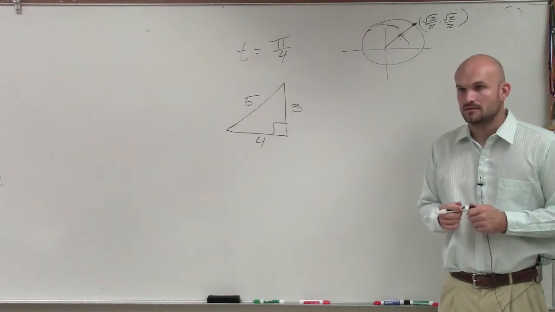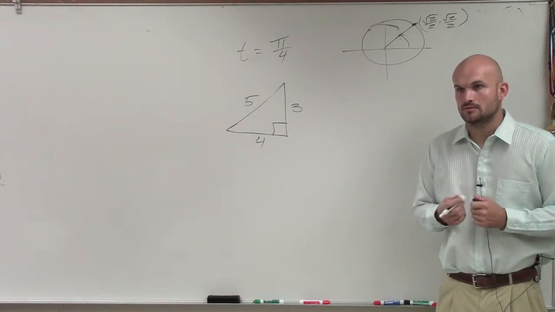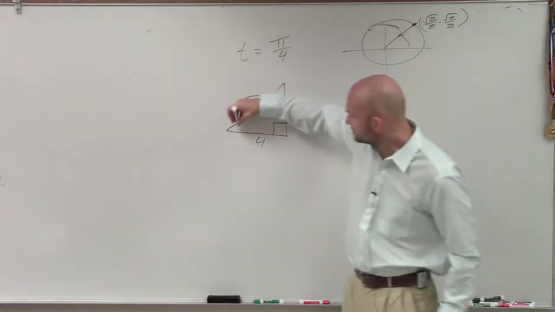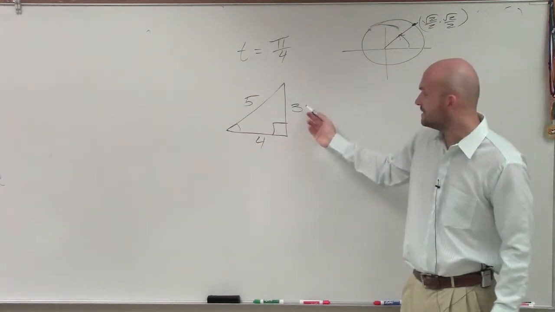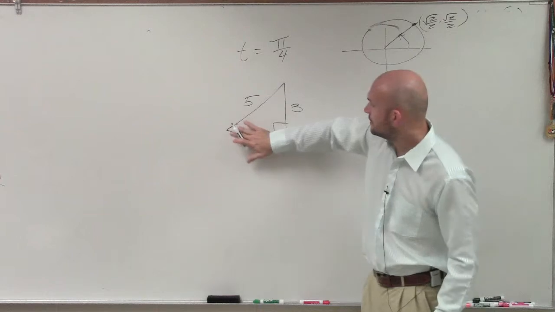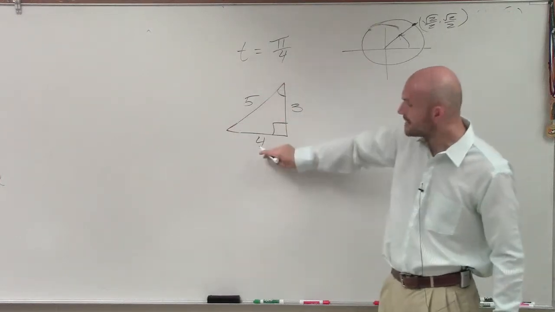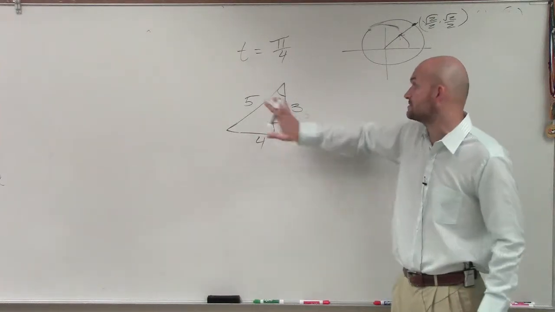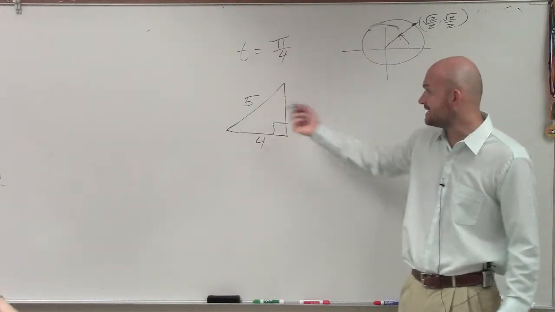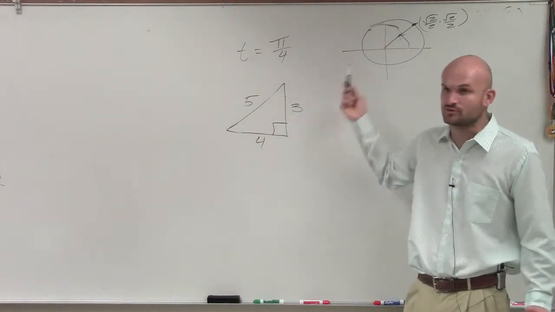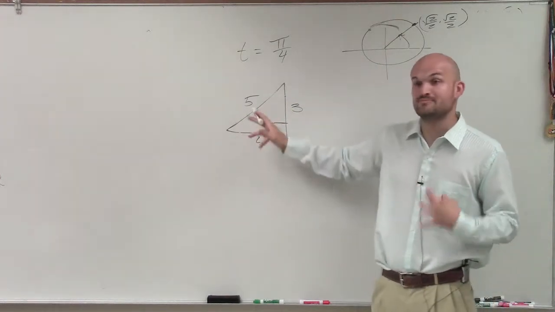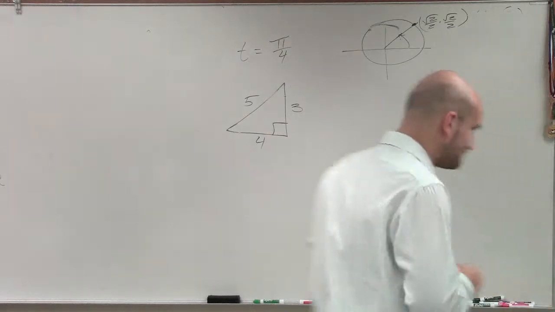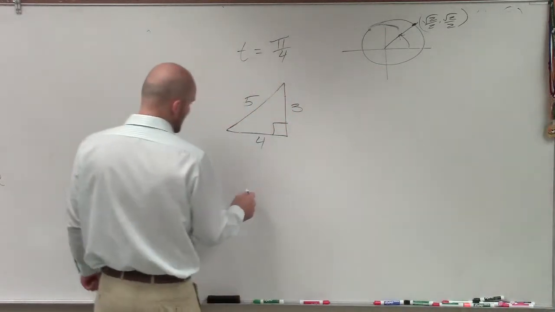Yes? When you don't specify which one is the opposite or adjacent, do you just assign them? No. You have to know exactly which one. This one's different. If I say that's my angle, that's opposite, that's adjacent. If I say that's my angle, that's opposite, that's adjacent. So you're always going to know what angle you're using as a reference. You can't just look at this triangle and say which one's opposite or adjacent. You have to be referring to a specific angle. OK? So now I'm going to give you a coordinate point.